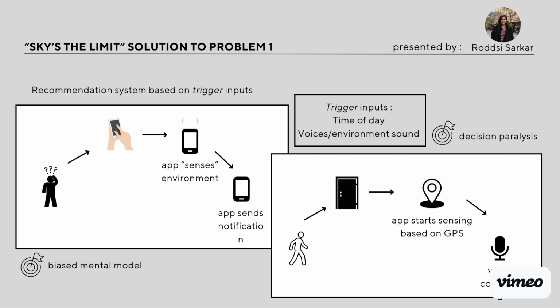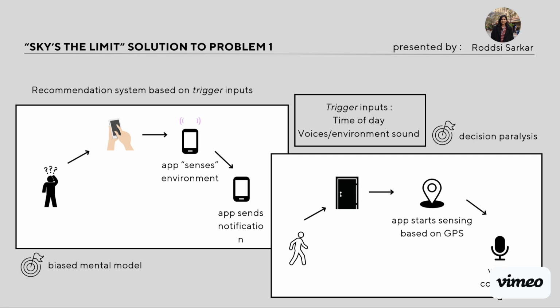Now, our solution is a recommendation system based on trigger inputs. These trigger inputs could be the time of the day that indicates whether it's day or night. Basically, we are trying to gauge the visibility, or some other intelligent input like detecting multiple voices or background noises. We can collect this data from maybe the inbuilt weather app data to figure out whether it's daytime or nighttime.